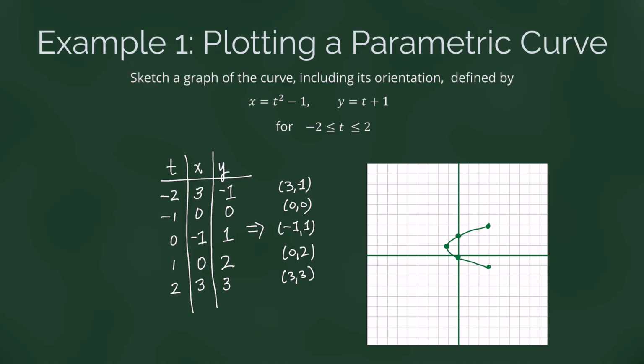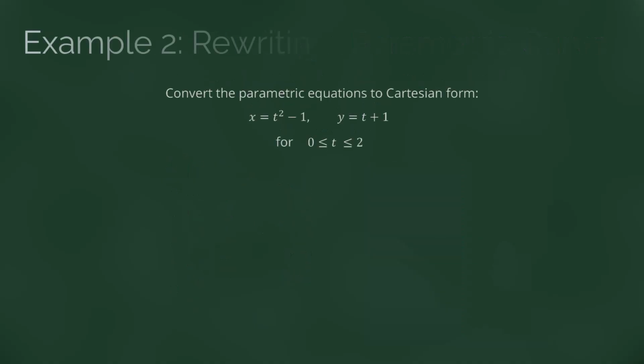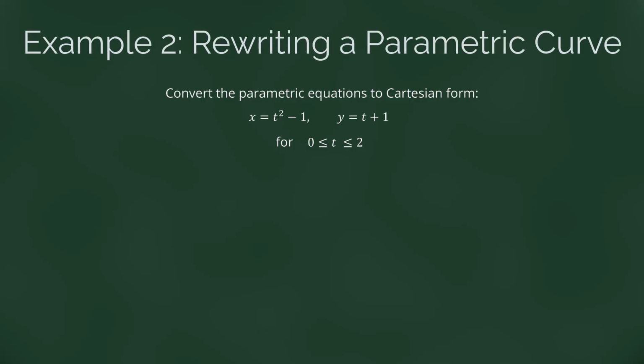So notice that we started at this point right over here, 3, -1, and then we move towards the left to get to 0, 0. So our orientation goes this way. And we continue from 0, 0 to -1, 1, and so on and so forth. And so those arrows mark the orientation of our curve. Now you probably noticed in that last example that our curve looked like a very familiar parabola that opened to the right.